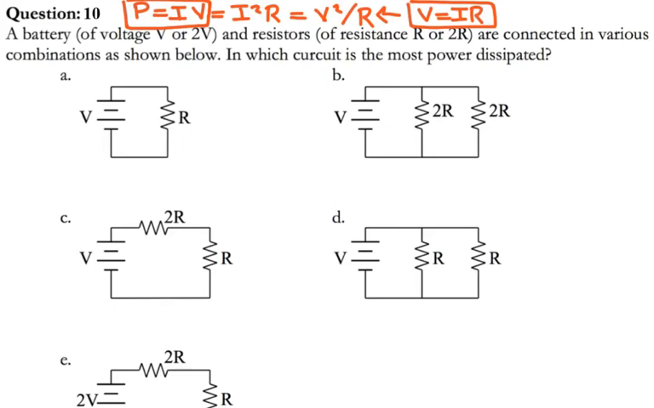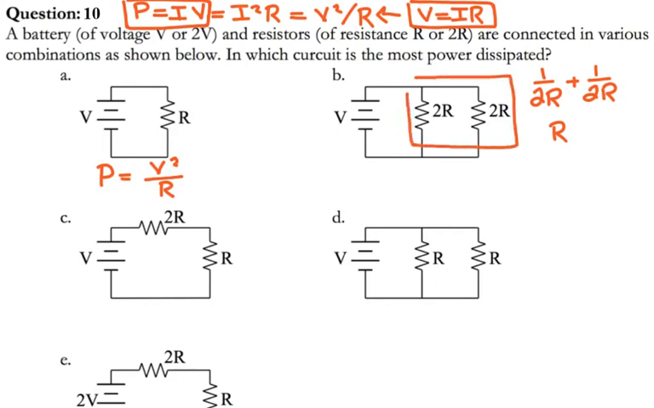So here I have the power on the first one is V squared over R. For the power on the second one, I need to calculate the total resistance. So for the total resistance, I have 1 over 2R, they're parallel, plus 1 over 2R. So it's 1 over plus 1 over, and that gives me 2 over 2R. The result flipped over is going to be R. So the total resistance of the circuit is just R. So the power in this case is going to be V squared over the total resistance, which is R.